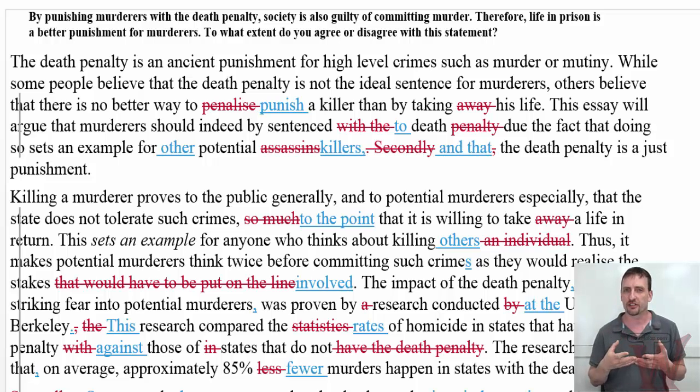So the police penalize this driver for going fast. Here we're talking about murder. You don't penalize a murderer, you punish a murderer. Okay, it's a little bit different. Not wrong, but punish is the better word in this context.